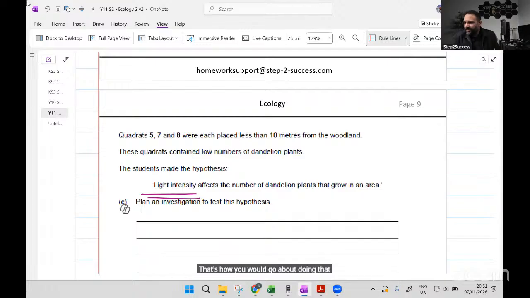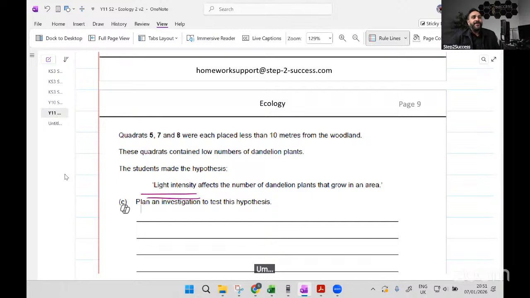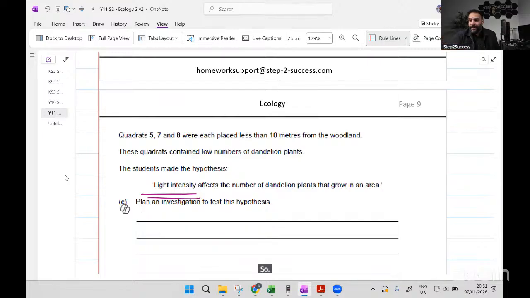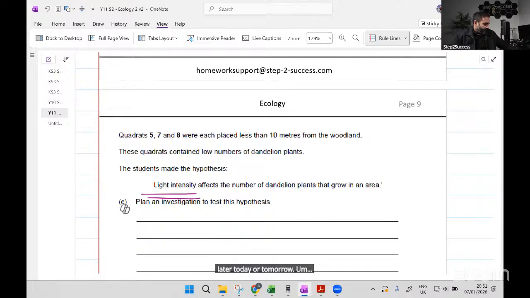Right, I think that's sufficient, hopefully, for today. This weekend, you're supposed to be doing some maths, even though you're meant to be doing chemistry, but you're not. So just to let you know, it will be some maths this weekend. And then we will do some maths next week as well. If you have any other questions, for the person that sent the question on the WhatsApp, I will try and get back to you later today or tomorrow. And that's it, I think, for today. I'll let you go. I want to go.